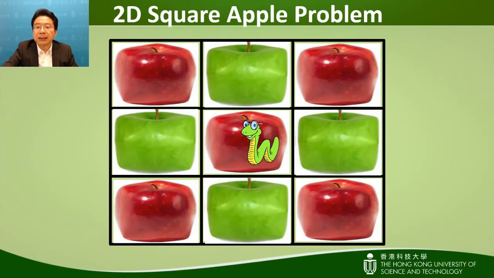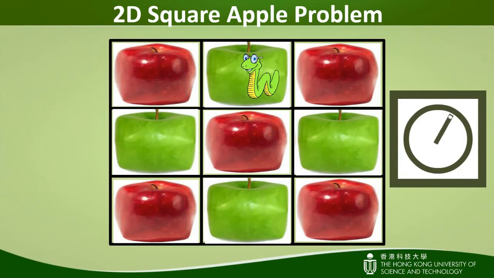Now, consider that instead of starting from the middle, the worm starts from one of the cells on the side, and with all the other rules remaining the same. I want you to take a minute to think again whether there is a solution to this version of the problem. If you don't have a solution yet, you should think out of the box. One hint is to consider how the color changes when the worm moves from one apple to another.